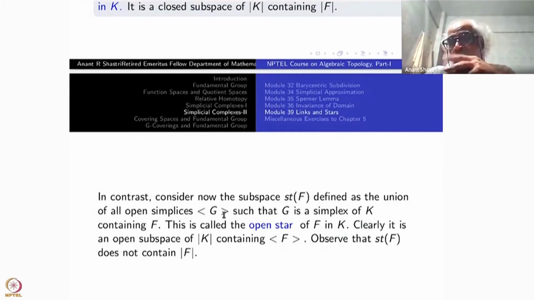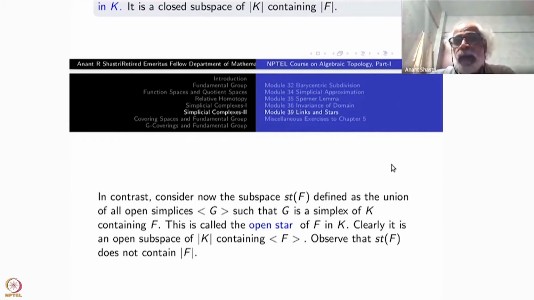So this open F is dangerous. You have to be very careful with this. For example, this open F does not contain all points of mod F. It may not contain, it actually does not contain mod F in general. Maybe this will contain it only if F is a singleton.